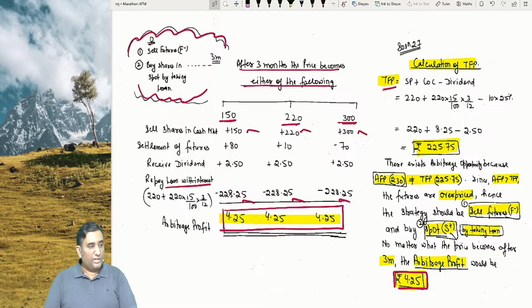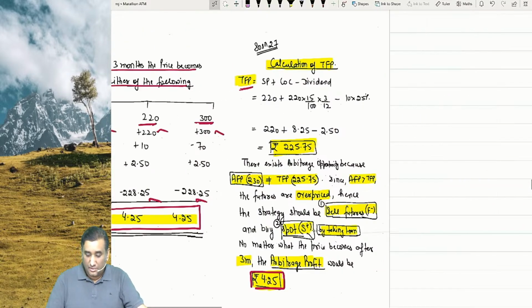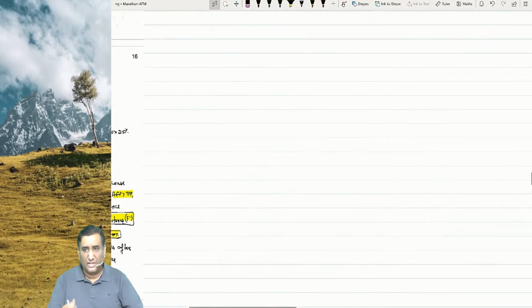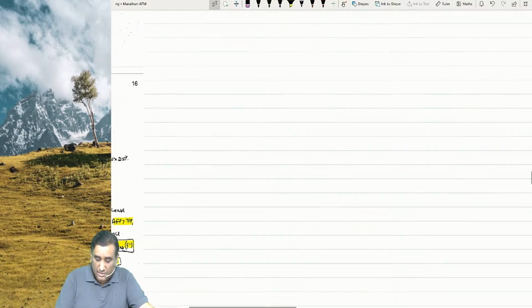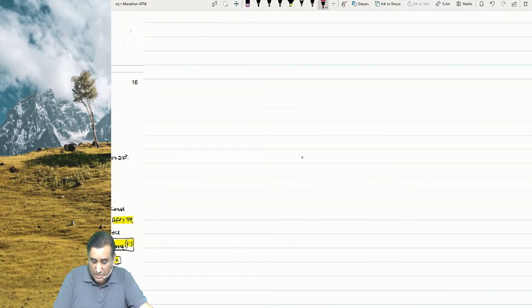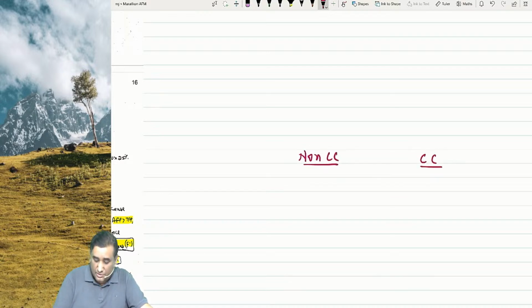Now let me go to the EFP formula. I'll just give you one briefing, then modify the formulas along with the question. EFP formula: when it comes, there are two ways, non-CC, and if there is a concept of CC, continuous compounding. Let's suppose there is no dividend.